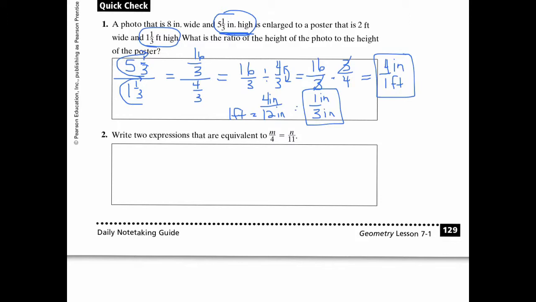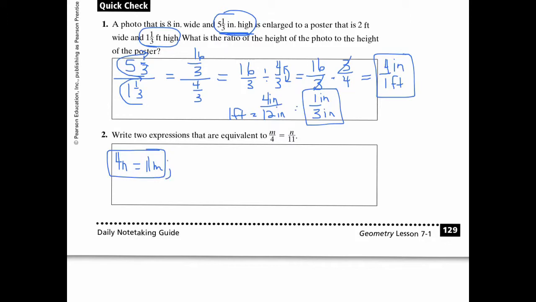It says write two expressions that are equivalent to m/4 equals n/11. Now they're talking about using those properties that we saw in that first box on the other side of the paper. Okay, so we're actually going to write all 4 of them, because if I were to give this to you, I don't know which 2 you would pick. Does that make sense? Okay, so if I were to cross multiply this, I would get 4n equals 11m. So that's one correct expression.